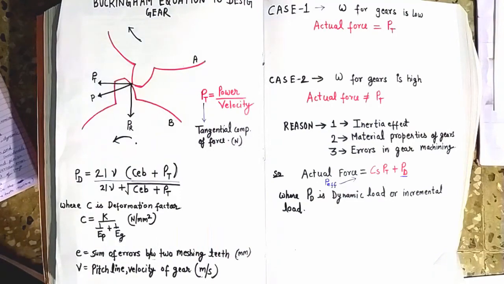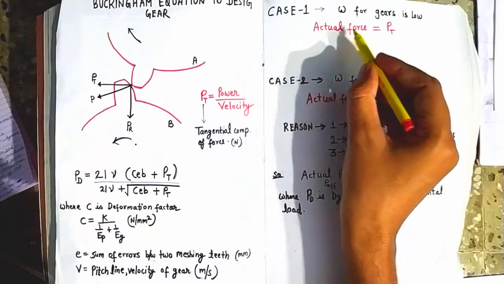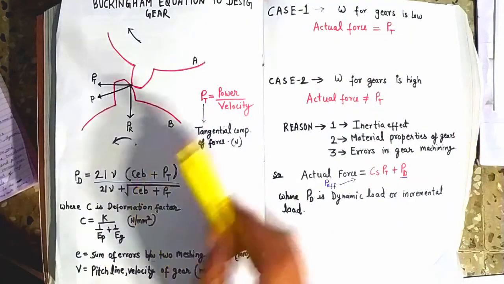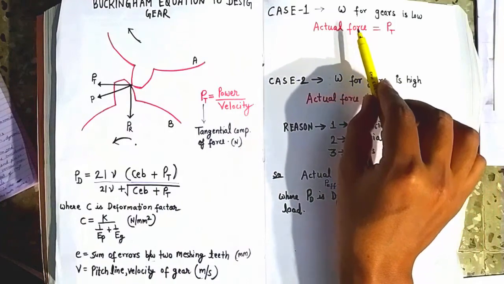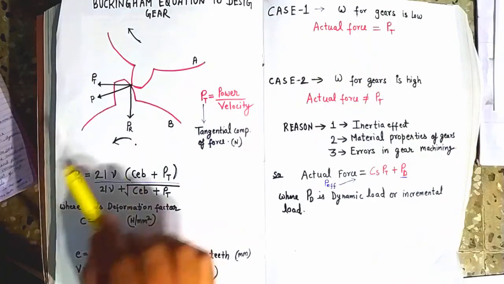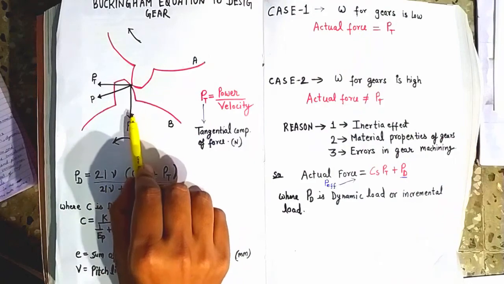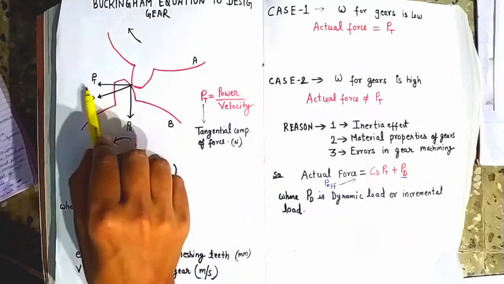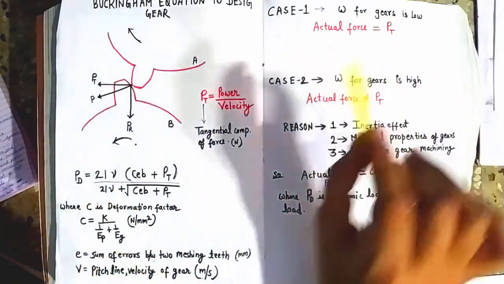Now friends, let us see two cases. Case number one is when the gear rotates at very low speed, almost equal to 0. Then the tangential tooth load, or the tangential component of the force, is the actual force present between the teeth which is responsible for power transmission. Why? Because PR, the radial component of the force, induces only compressive stresses. It is not responsible for power transmission. Only PT is responsible for power transmission at low velocity of rotation of the gear.